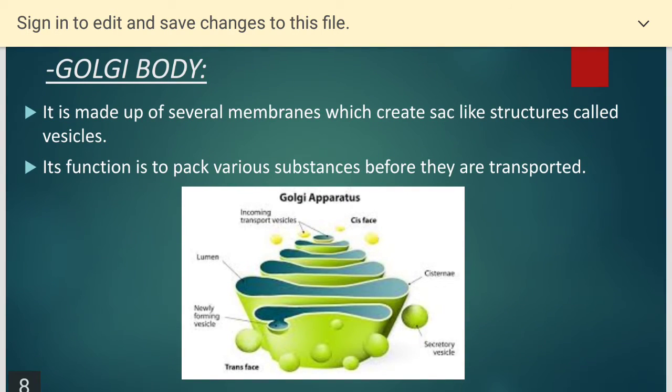Next cell organelle is Golgi body. This Golgi body is made up of several membranes which create sac-like structures called vesicles. Its function is to pack various substances before they are transported. So, Golgi body plays a very important role.